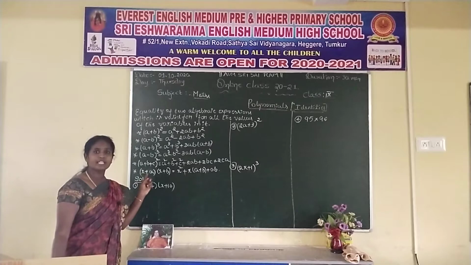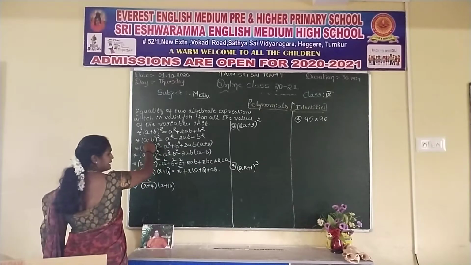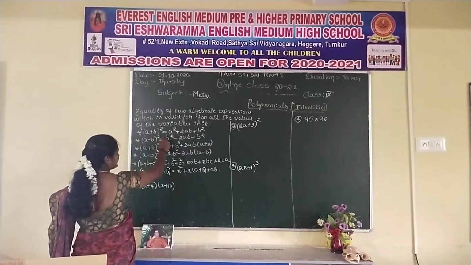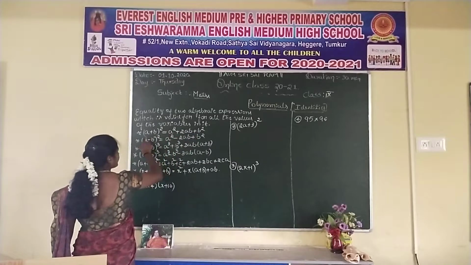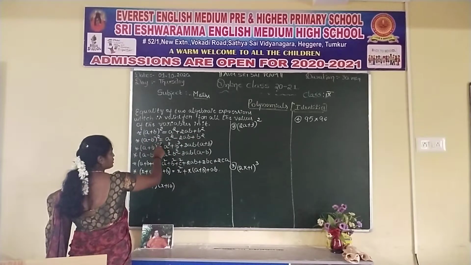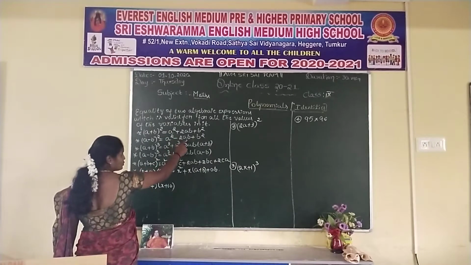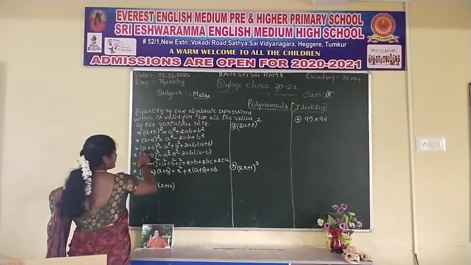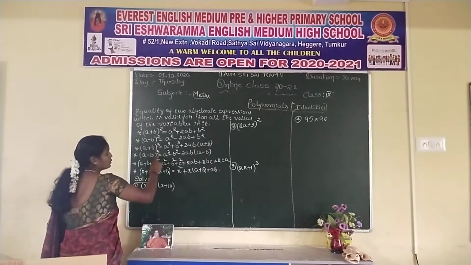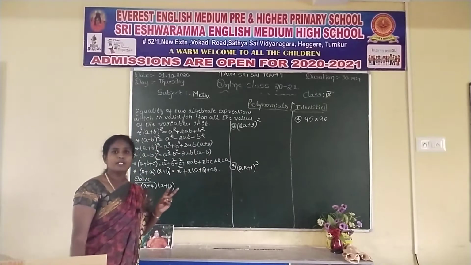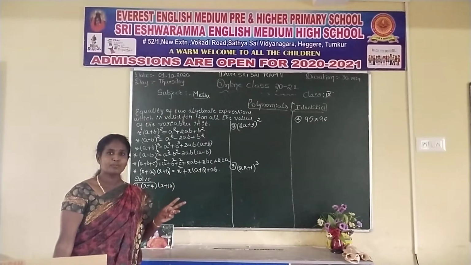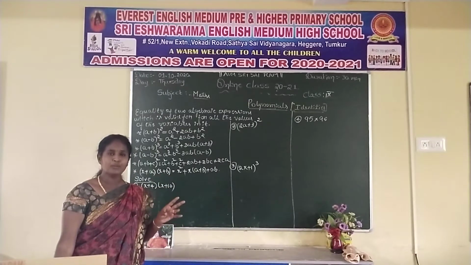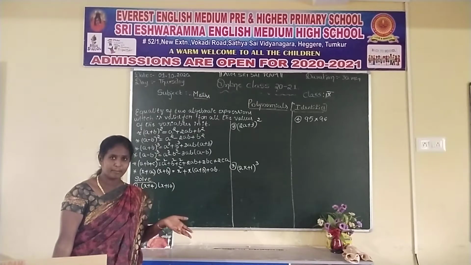These identities are very important while solving problems. First identity: (a plus b) whole square is equal to a square plus 2ab plus b square. (a minus b) whole square is equal to a square minus 2ab plus b square. (a plus b) whole cube is equal to a cube plus b cube plus 3ab into (a plus b). (a minus b) whole cube is a cube minus b cube minus 3ab into (a minus b).